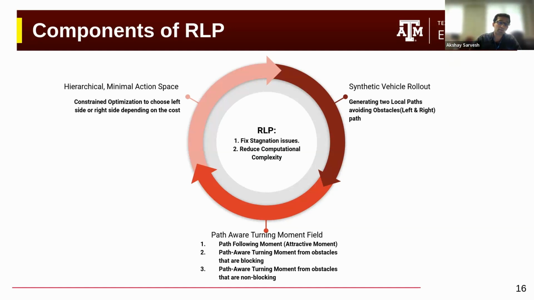And then we also have another unique aspect called a path-aware turning moment field. Path-aware turning moment field is inspired from the potential field techniques, but in this case, we call it path-aware turning moment field because there are a few components to it. We have a path following moment, and we have a path-aware turning moment from obstacles that are blocking, and we have a path-aware turning moment from obstacles that are non-blocking. These three aspects come together and make sure that the disadvantages of potential field methods do not creep in.